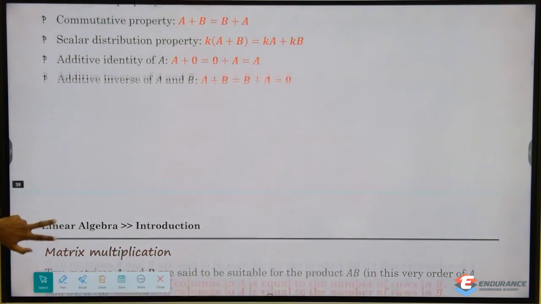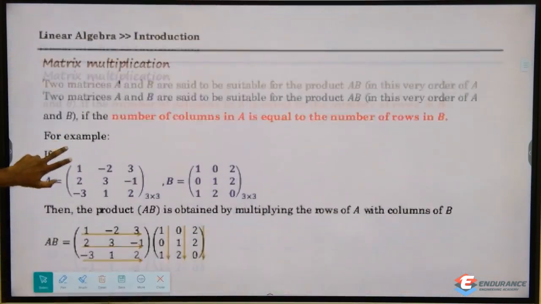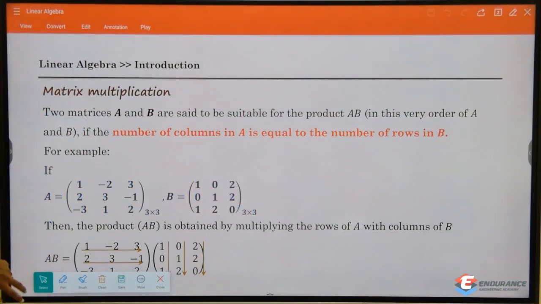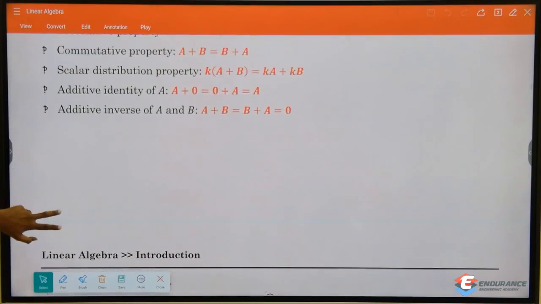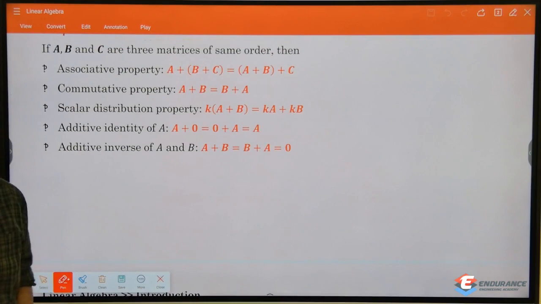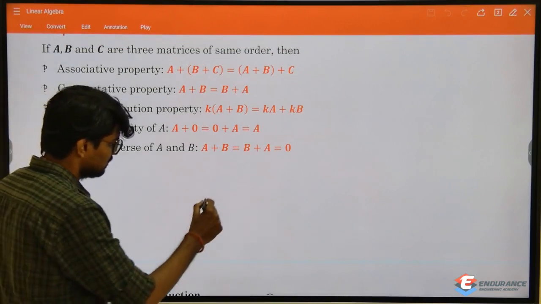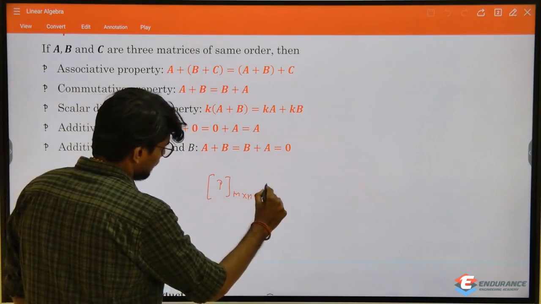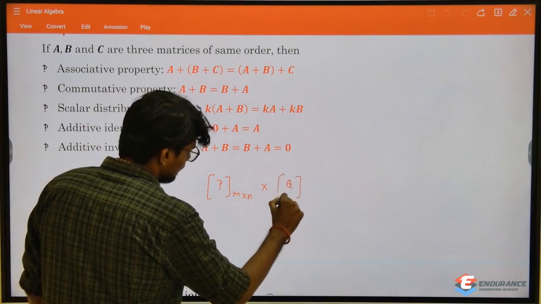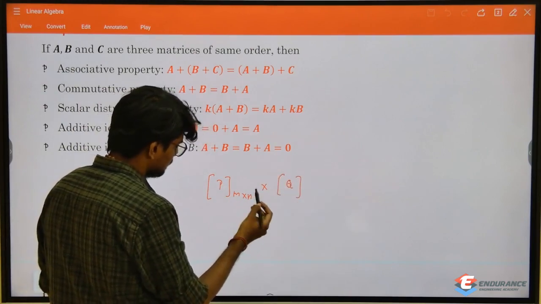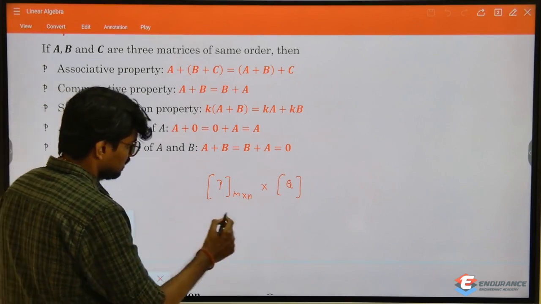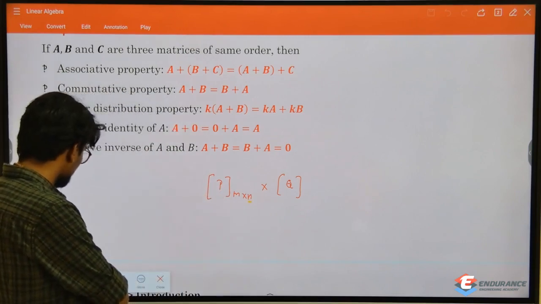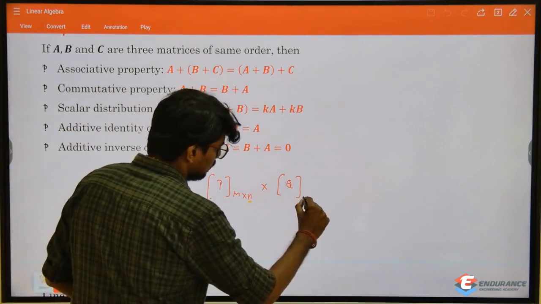What about matrix multiplication? When should I do matrix multiplication? What is the condition? Not necessarily. Yes, suppose I have a matrix P, M cross N, and if I want to multiply with matrix Q, then here the number of columns in the first matrix should be equal to the number of rows in the second matrix.